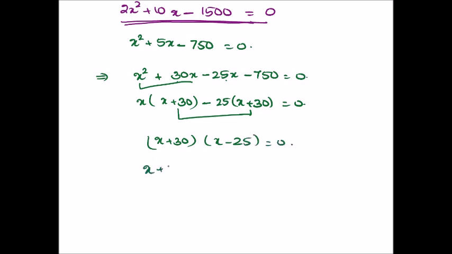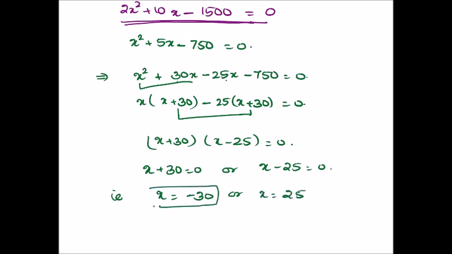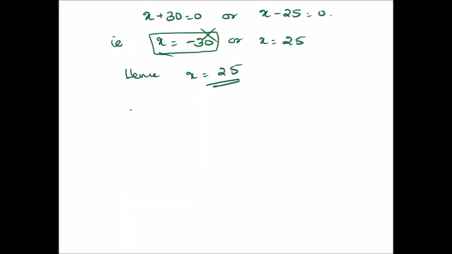That means x plus 30 is equal to 0 or x minus 25 is equal to 0. That is x is equal to minus 30 or x is equal to 25. Speed cannot be negative, so we cannot take this. Hence, x is equal to 25. That is, the original speed of the train is 25 km per hour.